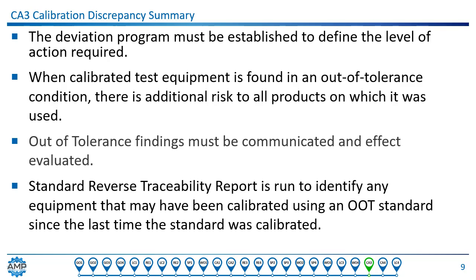Here's the calibration discrepancy summary. The deviation program must be established to define the level of action required when deviations are discovered. When calibration test equipment is found in an out-of-tolerance condition, there's additional risk to all products on which it was used. Out-of-tolerance findings must be communicated and the effect of the out-of-tolerance evaluated. Standard reverse traceability reports are run to identify any equipment that may have been calibrated using an out-of-tolerance standard since the last time the standard was calibrated.